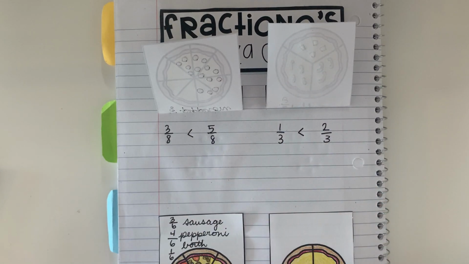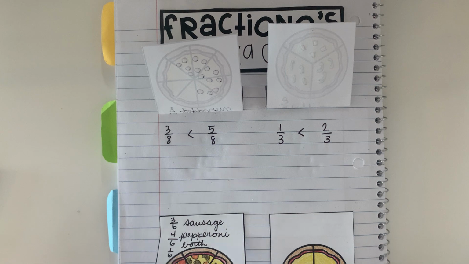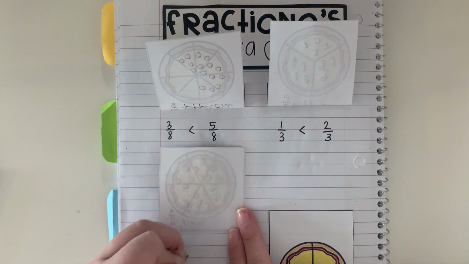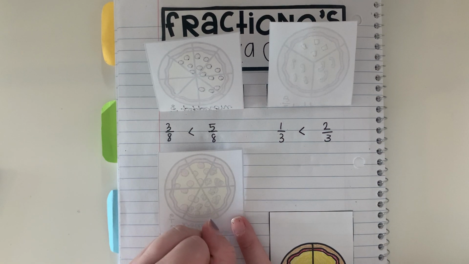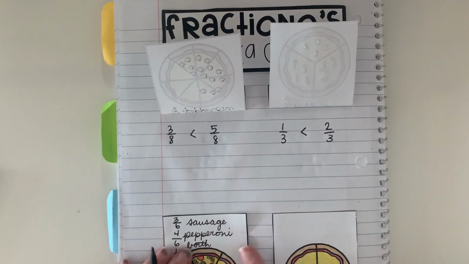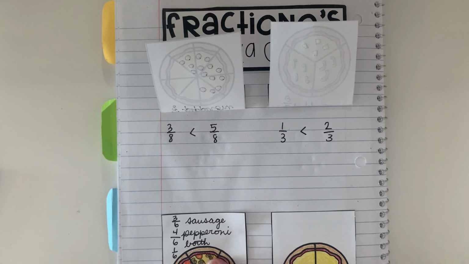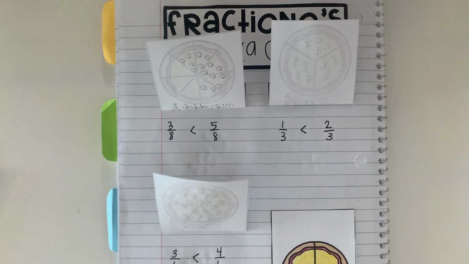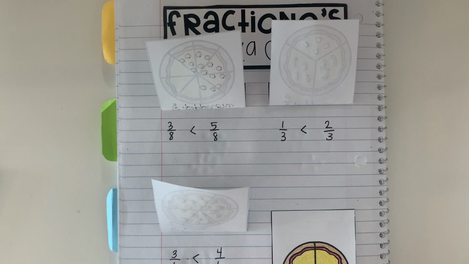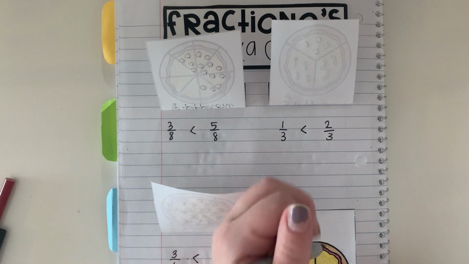So we had 3/6 sausage, and then 4/6 pepperoni. So 3/6 is that much, 4/6 is that much. We have more pepperoni. So 3/6 is less than 4/6. And then for this last one, we'll do cheese and pineapple.